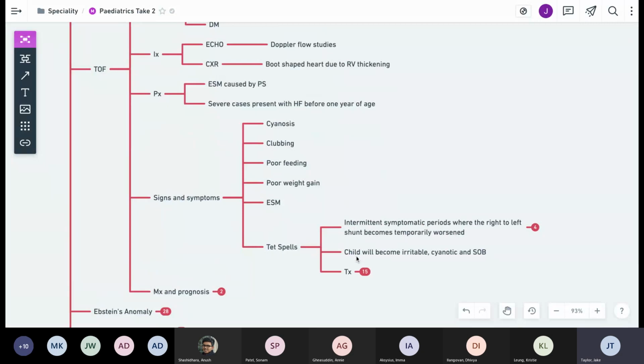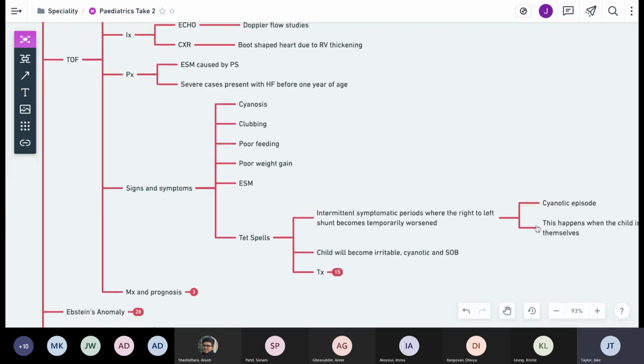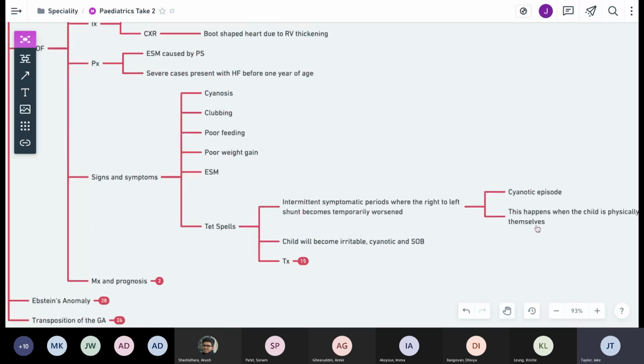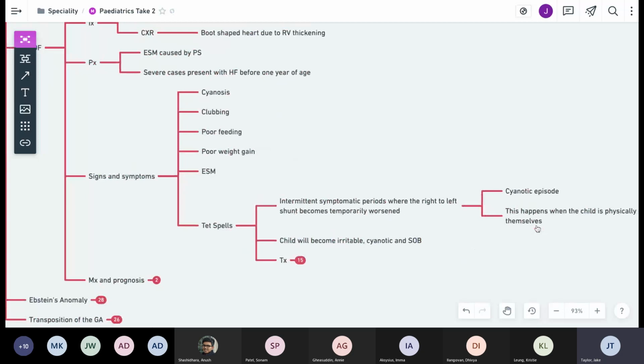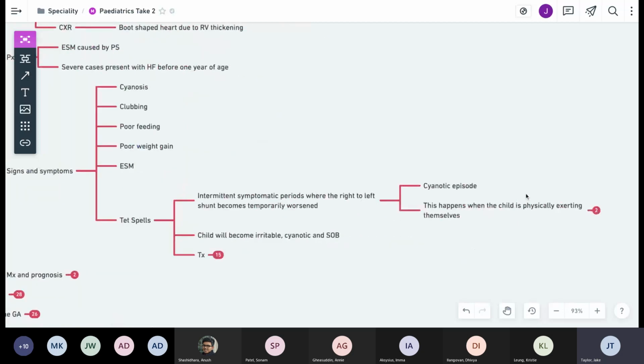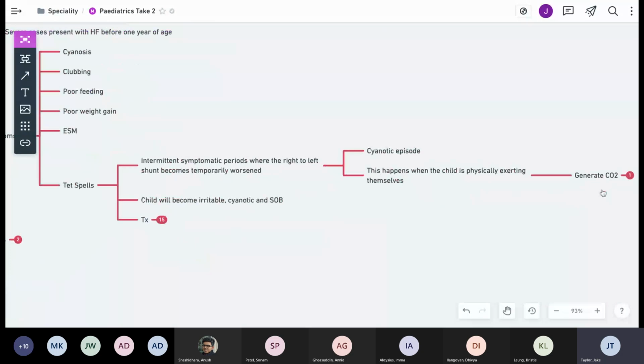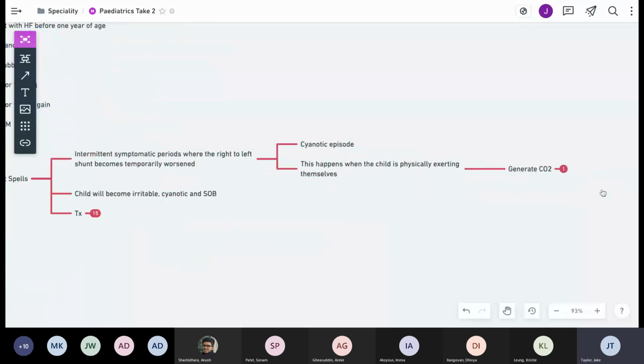And when they become irritable, they just don't breathe properly when they're crying. And because they're at increased risk of becoming cyanotic anyway, they get these symptomatic periods where they get a right to left shunt because of temporarily worsened respiratory effort. And then there's basically a cyanotic episode. So this happens when the child is physically exerting themselves, and they generate CO2 themselves.